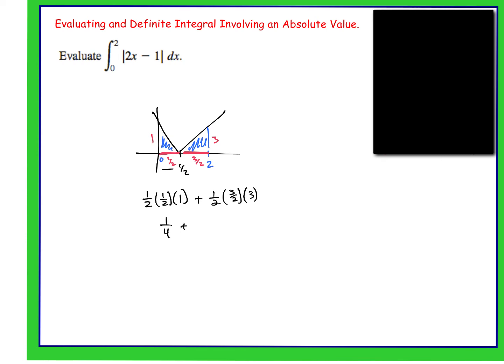Plus 1/2 times 3/2 times 3 is 9/4. So what do we get? 10/4. Good, buddy. All right. So my integral is 10/4. All right, pretty good. I could reduce that or simplify it to 5/2, but ain't nobody got time for that. All right, let's do one.